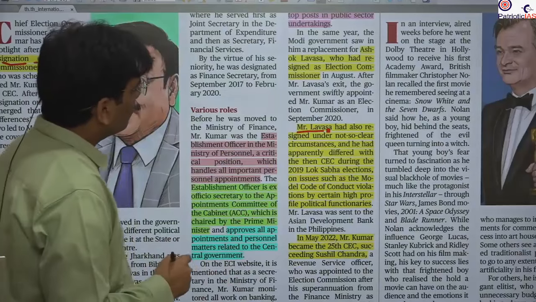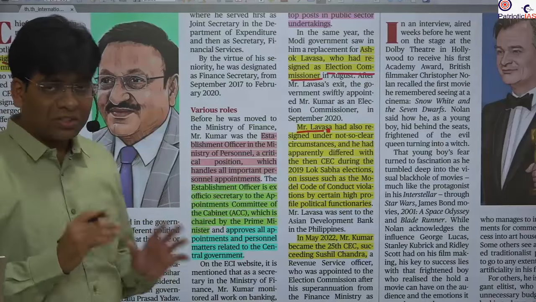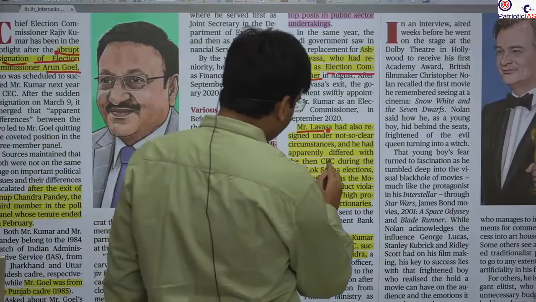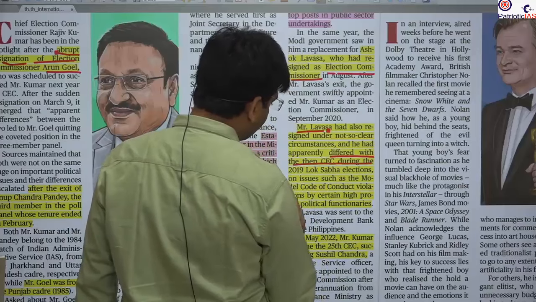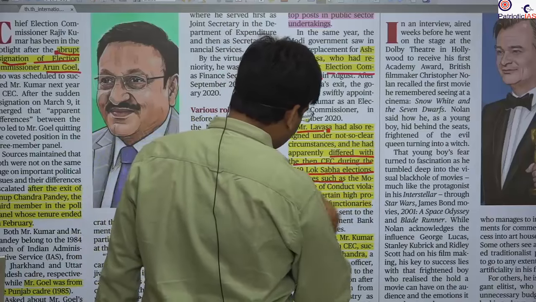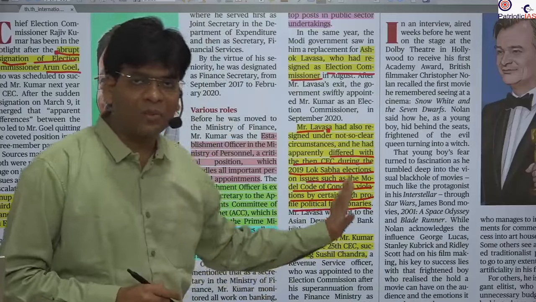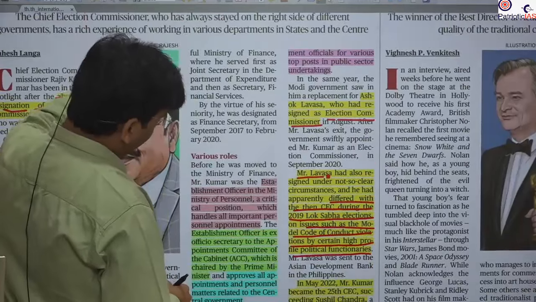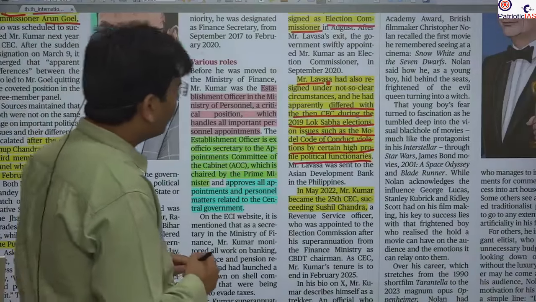And Rajiv Kumar himself was appointed when Mr. Lavasa, who was the election commissioner in 2019, resigned, because he was also not aligned with the then Chief Election Commissioner. He had a different view with respect to the Chief Election Commissioner during the 2019 election, on issues such as the model code of conduct violation by certain high profile political functionaries. You can understand who these high profile political functionaries are. So he resigned.